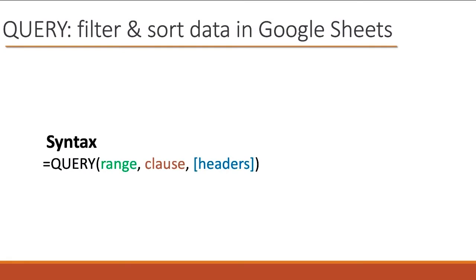The syntax is, we say equals query, open the parenthesis, and there are three arguments. The first is the range, and that's all the data that you saw. The second argument, the clause, is where all the power is. It has all kinds of different options we can use, and I'll show you some detail in a moment. The third argument is how many rows of headers we have. By default, it's going to assume that we have just a single row of headers, so that's what I'm going to leave. So what's the story with the clause?